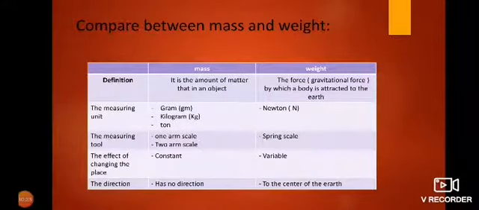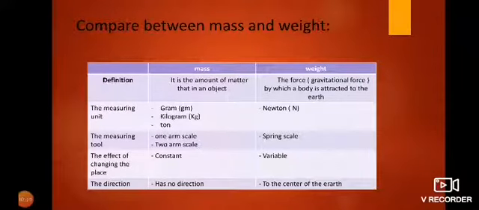First, the definition of mass. Mass is the amount of matter in an object. Okay, but what is weight? Weight is the gravitational force by which the body is attracted to the earth.